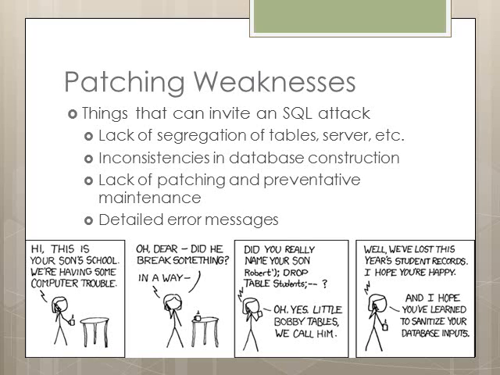Some other things are inconsistencies in database construction. I mean, when you build them, if you wait a few years and build some more, that's a problem. Versioning is another thing. Anytime there's a compatibility error, there could be a very serious problem. Do your patching and stay up to date on it. Another thing that I found interesting was that several places pointed out you don't want to have detailed error messages. You want to make those as cryptic as you can in order to prevent giving away information freely to the attacker.